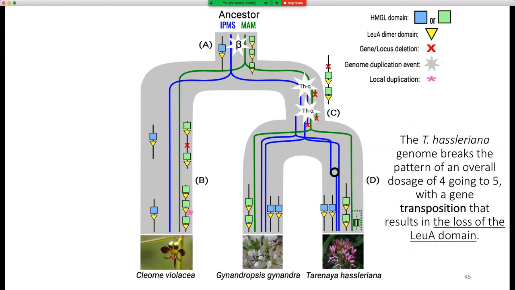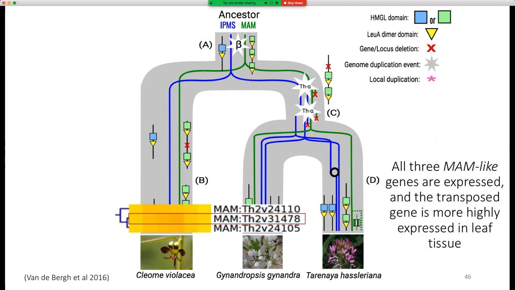Well, in fact, this fifth one has lost, due to transposition, this leucine dimer domain and has allowed this gene to escape and be maintained in the genome. And this isn't just a pseudogene. Previous studies showed this gene specifically is highly expressed in the leaf tissue as compared to the other MAM genes. So it's definitely doing something in the plant leaf and is a potential innovation.